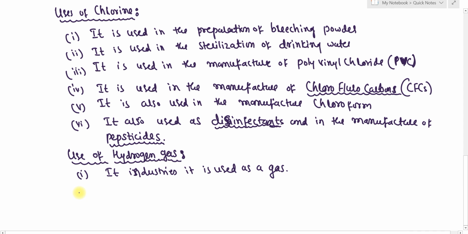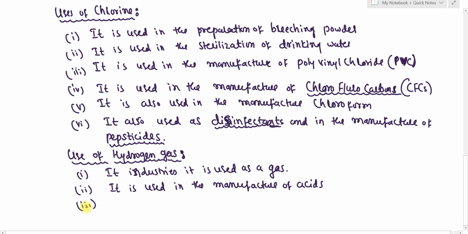Okay. Next, another important third application. It is used as a rocket fuel. As a rocket fuel in liquid form, not in gaseous form, in liquefied form.